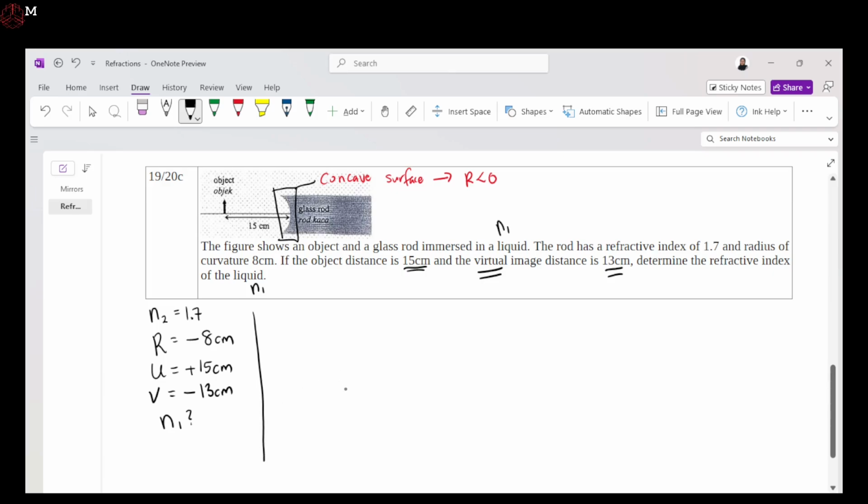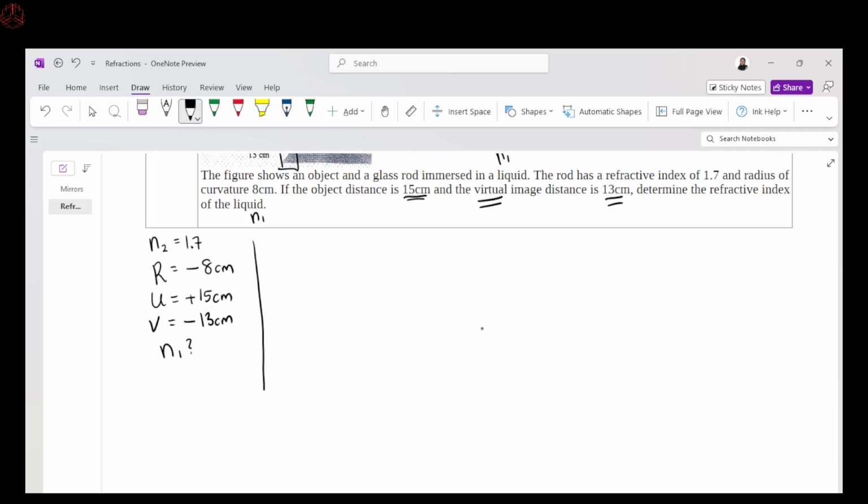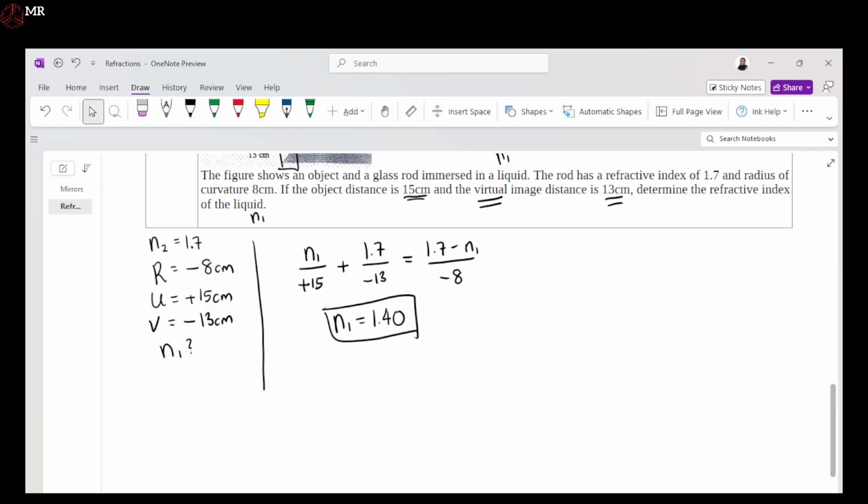We can apply the equation at this point. I have N1 over the object distance, which is positive 15, plus N2, which is 1.7, over the image distance, negative 13, because it's virtual. And that equals 1.7 minus N1 over negative 8. If you key that into the calculator, you will find that the refractive index N1 is in fact approximately 1.40. And that is my final answer for this question.